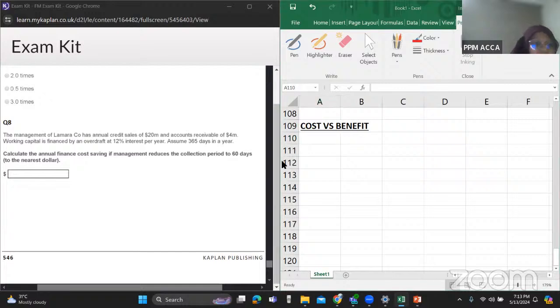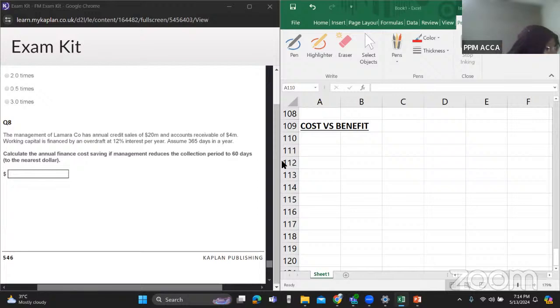Okay. Working capital is financed by an overdraft at 12% interest per year. Assume 365 days in a year. So they're asking you to calculate the annual finance cost savings if the management reduces the collection period to 60 days, to the nearest dollar. Okay. So they're saying a situation like this, right?